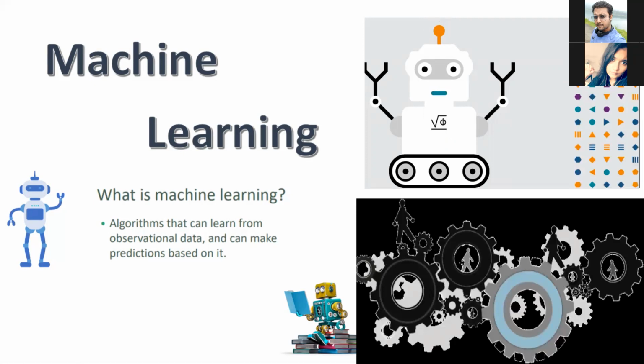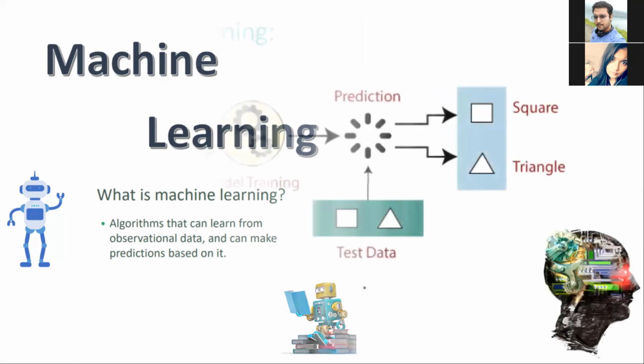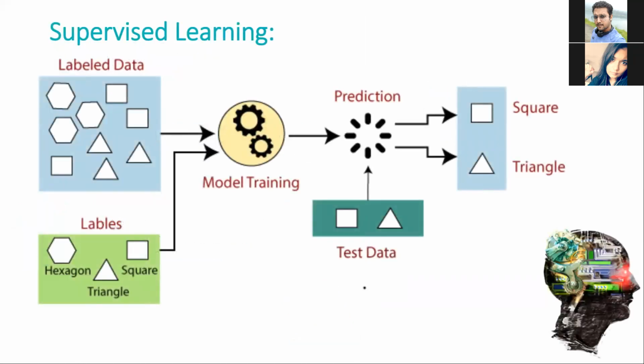Now let's have a look at the four categories of machine learning algorithms: supervised learning, unsupervised learning, reinforcement learning, and evolutionary learning. Supervised learning is the type of machine learning in which machines are trained using well labeled training data, and on the basis of that data, machines predict the output.